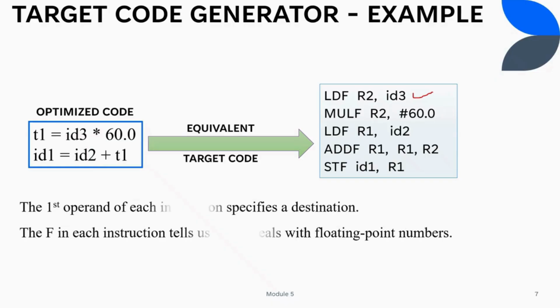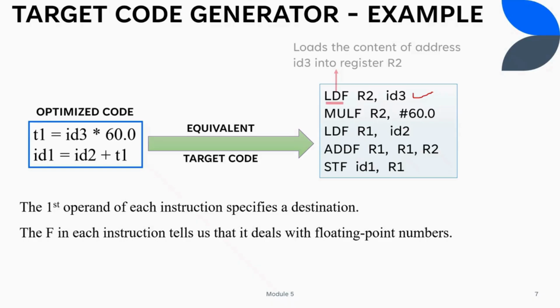Now, why is F written? F means floating point numbers. So, because we are loading the floating point value, we write F at the end. Thus, LDF stands for loading the content of ID3 into register 2. Then we can multiply. So what are we multiplying? Contents of R2 with 60. Now why is hash written? Because the system should consider it as a constant. So again, F is written because I am multiplying a floating point number. So multiply the contents of R2 with 60 and the result will be saved in R2.